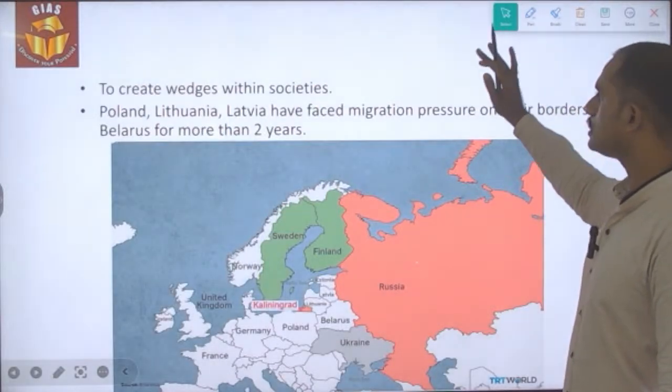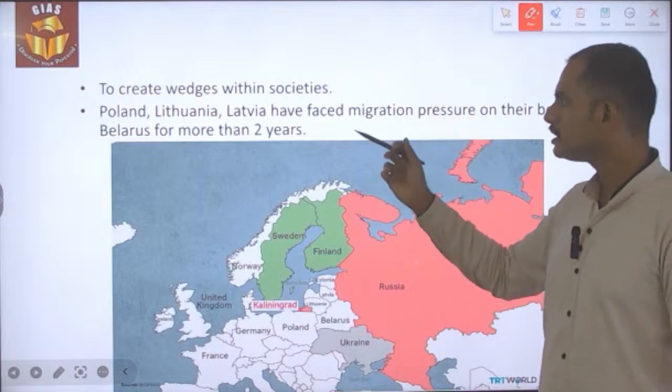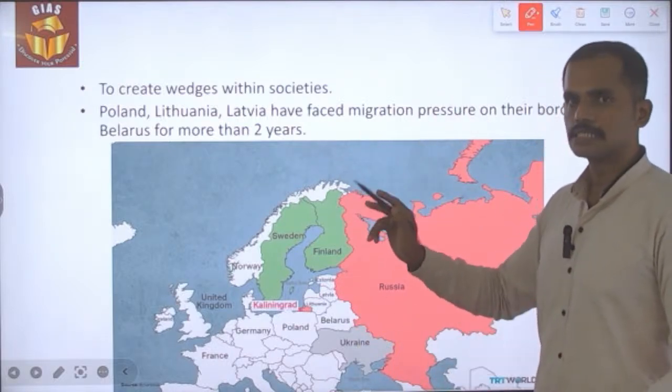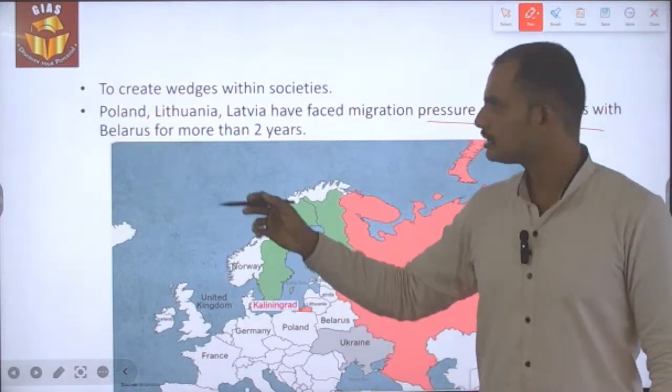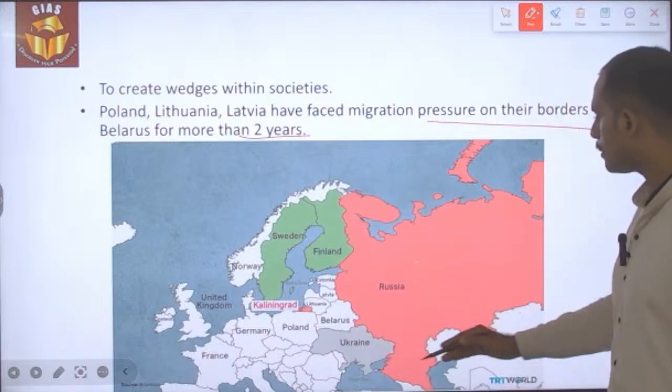And as I said, what Western countries are saying is that they wanted to create a wedge within the society. Recently, Poland, Lithuania, and Latvia also faced such immigration pressure from their borders with Belarus for more than 2 years, and this is what the news map is about.